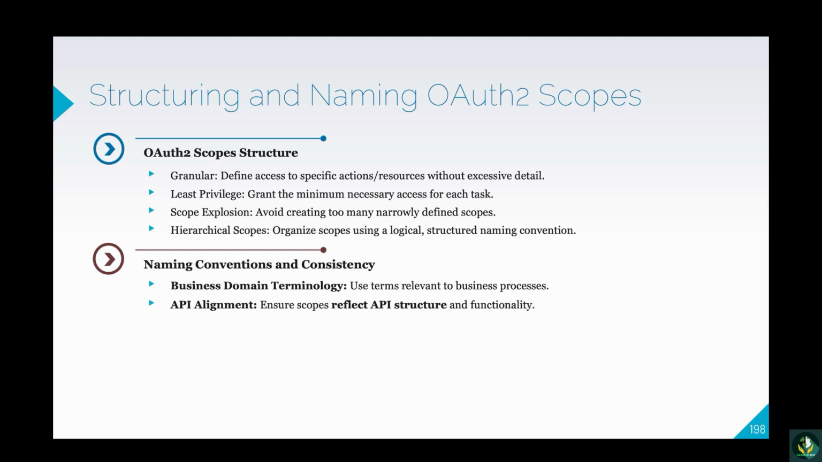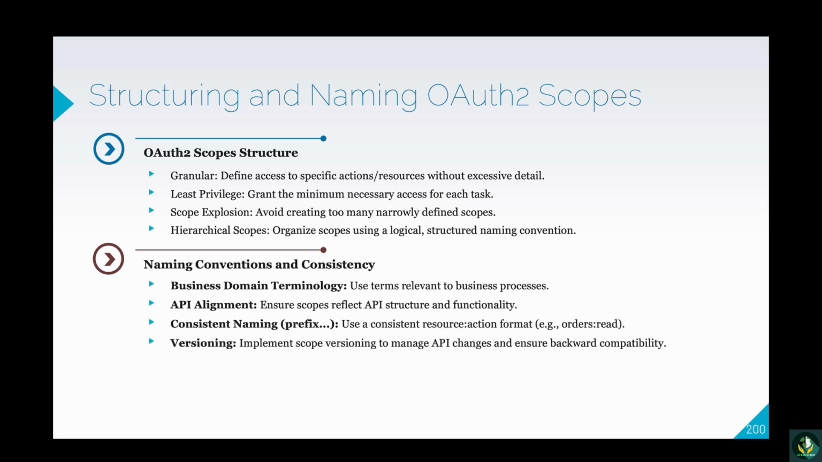API actually does. Consistent naming structure, prefix: follow a consistent naming pattern, like resource action, for example, orders read or products write. This consistency helps in understanding and managing the scopes across your API. Versioning: as your API evolves, you might need to update your scopes. Implement versioning like orders read v1 and orders read v2 to handle changes while maintaining backward compatibility.